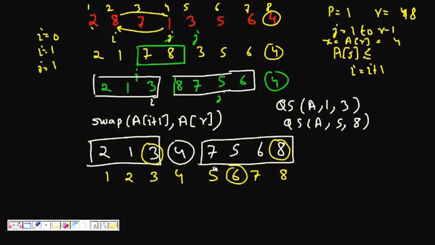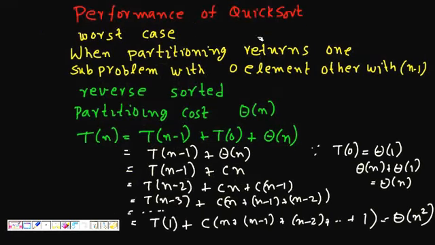It will call QuickSort for the left subarray, which is this, and the right subarray, this. So these are all just single element arrays. So these are already sorted. So we get a sorted array. Okay. So this was about QuickSort. So now we will try to analyze the algorithm. So first we try to see the worst case.